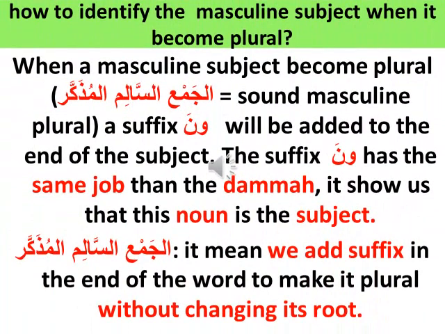How to identify the masculine subject when it becomes plural. When a masculine subject becomes plural, جمع السالم المذكر, sound masculine plural, the suffix una is added to the end of the subject. The suffix una has the same job as the dammah. It shows us that this noun is the subject. جمع السالم المذكر means we add a suffix at the end of the word to make it plural without changing its root.